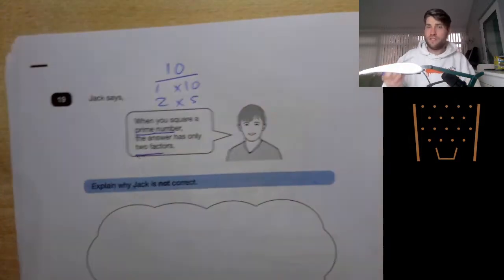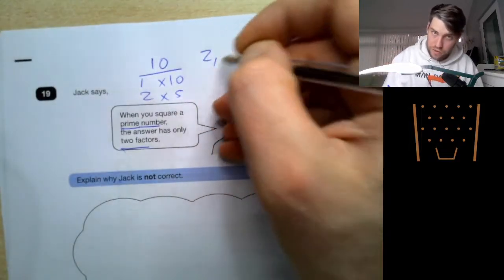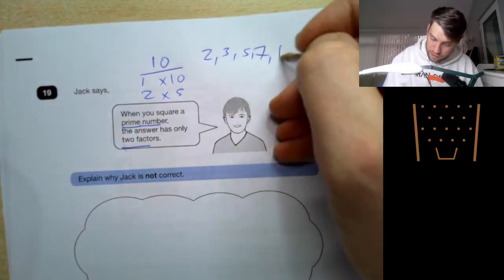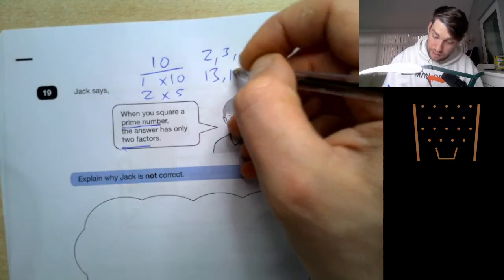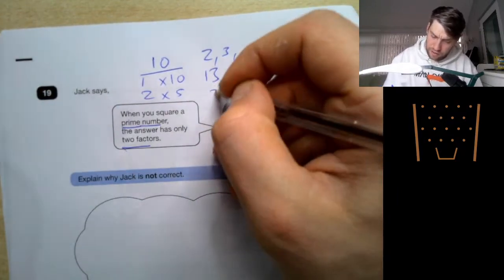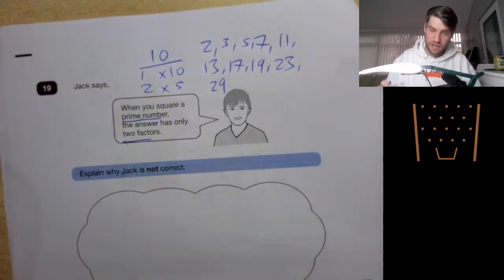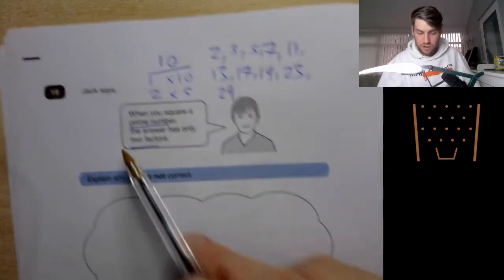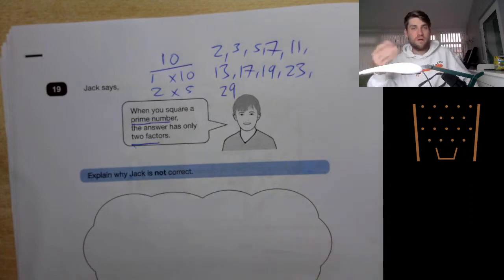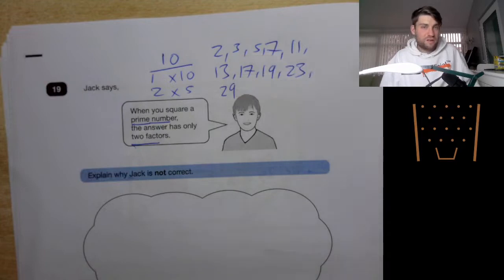So, now you've got to think about your prime numbers. I'm going to give you the first 10, and then you can think about these, okay? So, the first 10 prime numbers, so you've got 2, 3, 5, 7, 11, 13, 17, 19, 23, 29. They are 1, 2, 3, 4, 5, 6, 7, 8, 9, 10. Right, first 10 prime numbers. So when you square a prime number, the answer is only 2 factors. So squaring means times it by itself. So what I'm going to do, I'm going to square a number and see how many factors it's got.